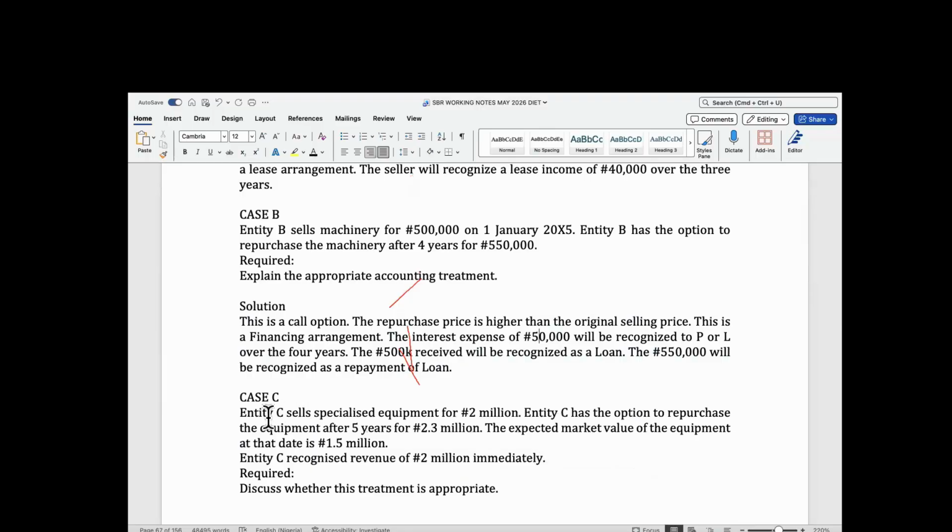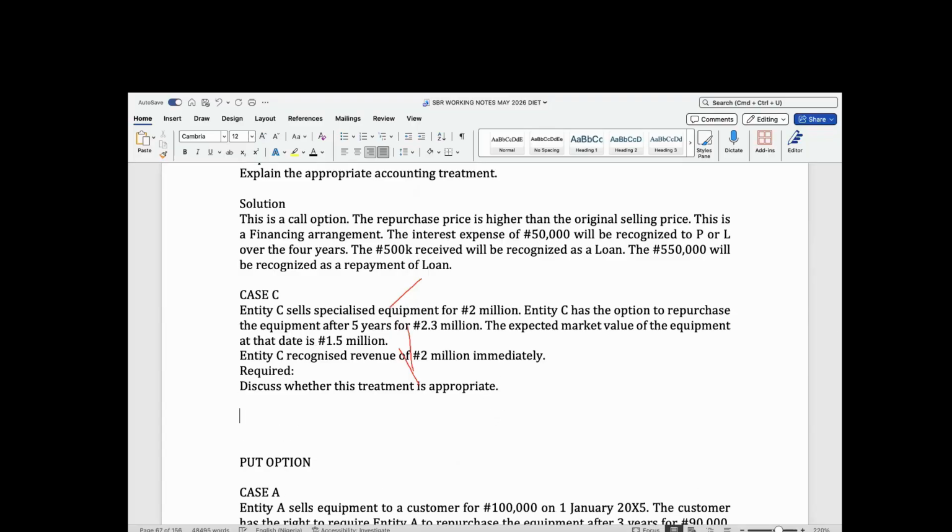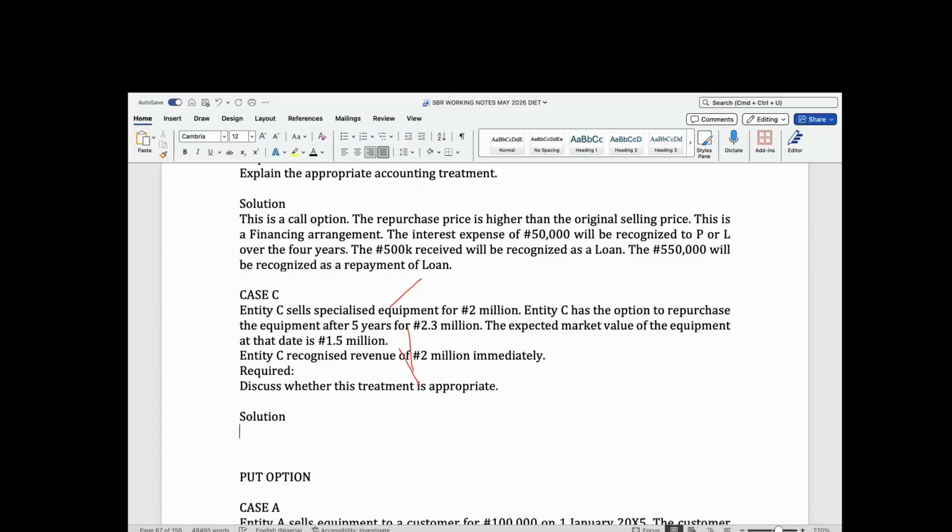So the final scenario here. Entity C sells specialized equipment for 2 million. It has the option to repurchase the equipment after 5 years for 2.3 million. The estimated market value at that date is 1.5 million. The buyer recognized revenue immediately. Required: discuss whether the accounting treatment is appropriate.